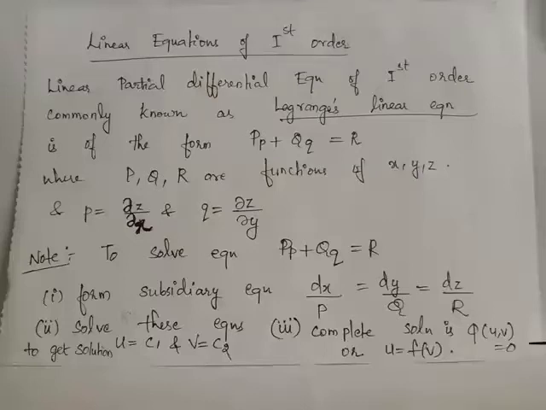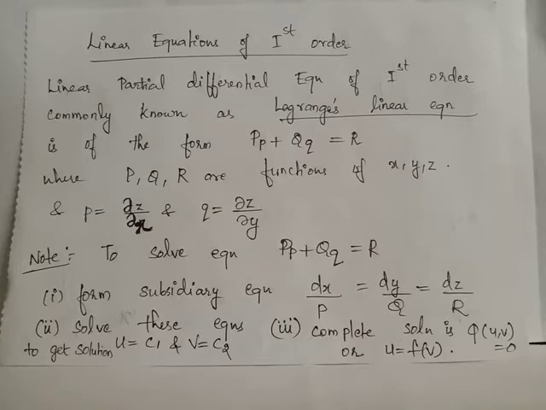Discuss solution of a particular class of partial differential equation known as Lagrange's partial differential equation. This is a linear partial differential equation, that is, a partial differential equation of first order. And here, the format of Lagrange's partial differential equation is given by Pp plus Qq equals R, where capital P, capital Q and capital R are functions of variables x, y, z. X and y are independent variables and z is a function of x and y.